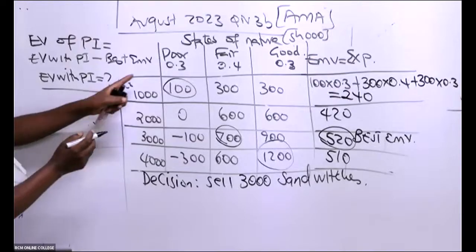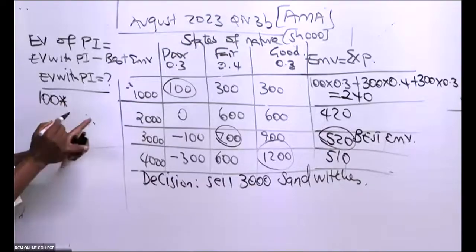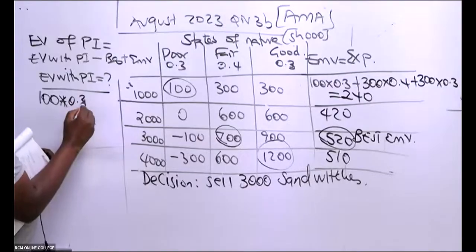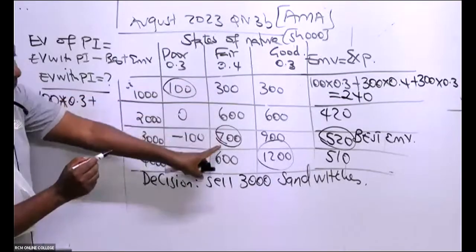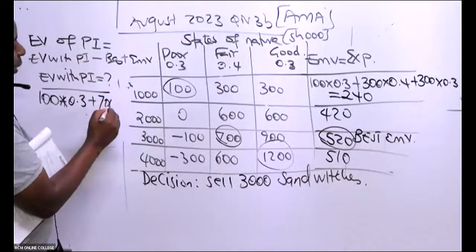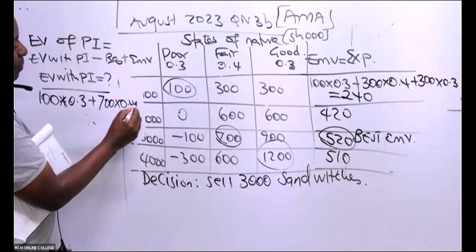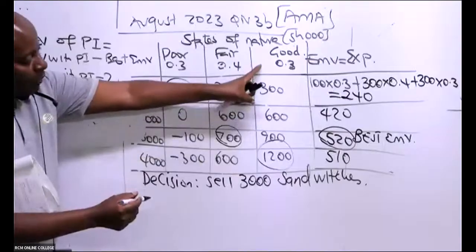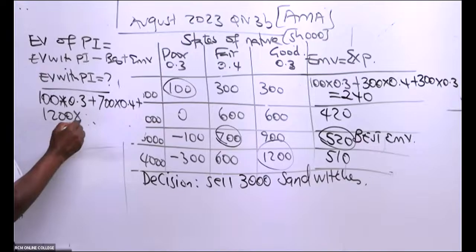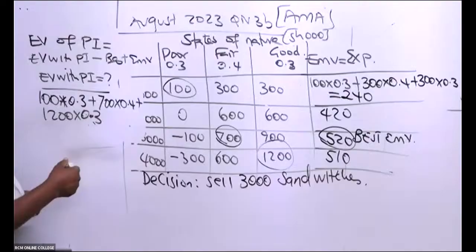So the expected value with PI: the first number here is 100. I multiply this with the corresponding probability, which is 0.3. Plus, I go to the second column: 700. I multiply this 700 with 0.4. Plus, I go to the very last column where I pick 1200, times 0.3, like that.